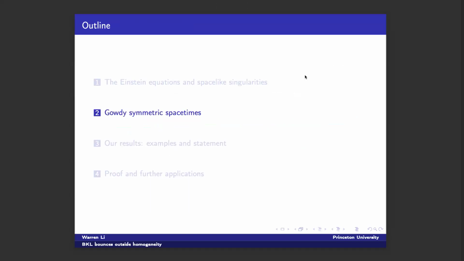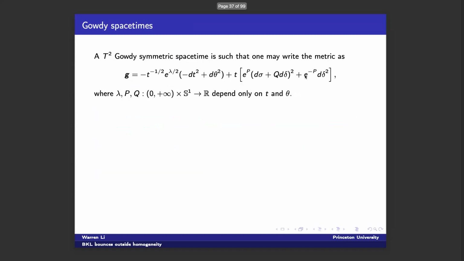So, okay, I'm going to describe this set of results in something called Gowdy symmetry, so I should firstly explain what this is. I won't really give a geometric definition of this. What I'm going to just say is a T2 Gowdy symmetric spacetime is such that the metric can be written in this form, where these functions that are left, lambda, P and Q, depend only on two variables, t and theta.